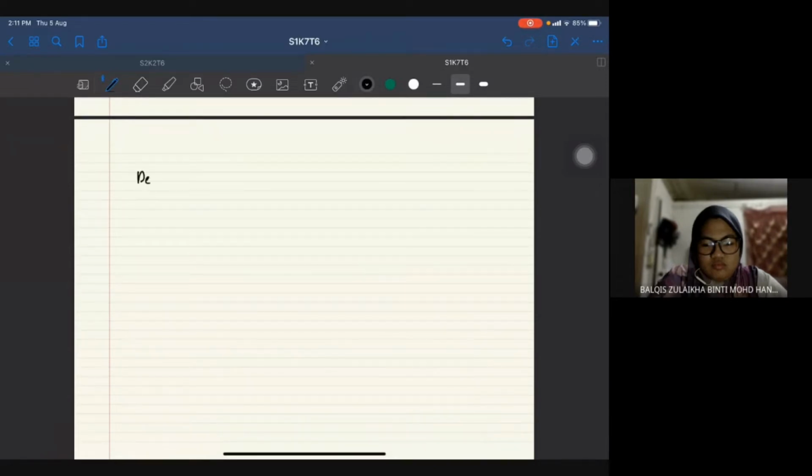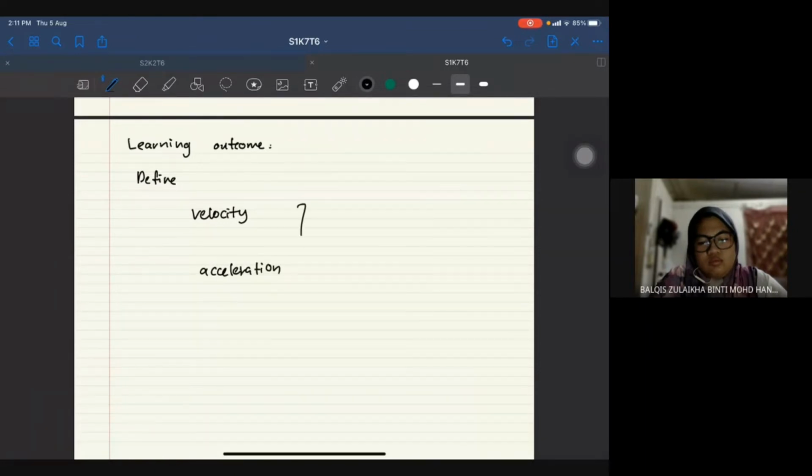You need to be able to define things like velocity, acceleration. Okay. Both of these you need to be able to differentiate what is average. Okay, I'm gonna write instantaneous first. And what is actually average.